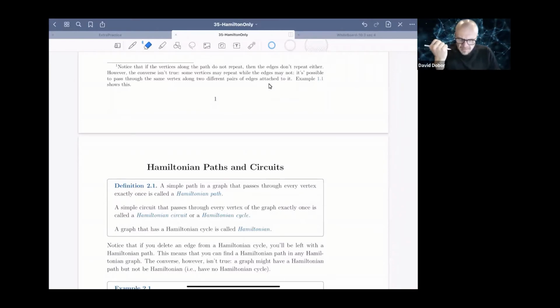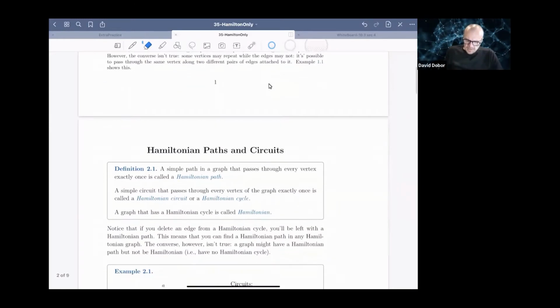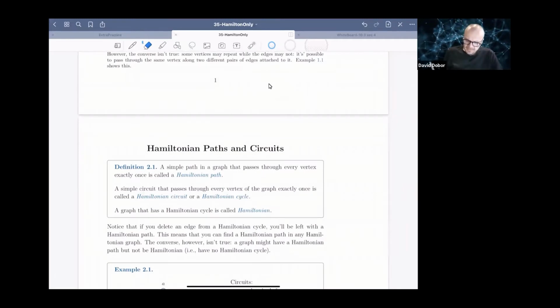Notice that you're not repeating edges in this traversal, right? You are not repeating vertices either. If you're not repeating vertices, you're not repeating edges either, right? Does that make sense? Because if you repeated edges, then you would pass through the same vertex more than once, and we don't want that. So we're passing through every vertex exactly once. Now a simple circuit that passes through every vertex of the graph exactly once. We want to cover every single vertex of the graph, we do not want to pass through any vertex more than once, and we want to start and end at the same vertex. We'll have a cycle, and we'll call that cycle a Hamiltonian cycle.